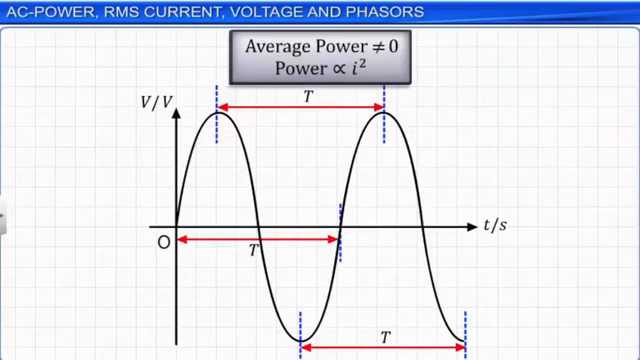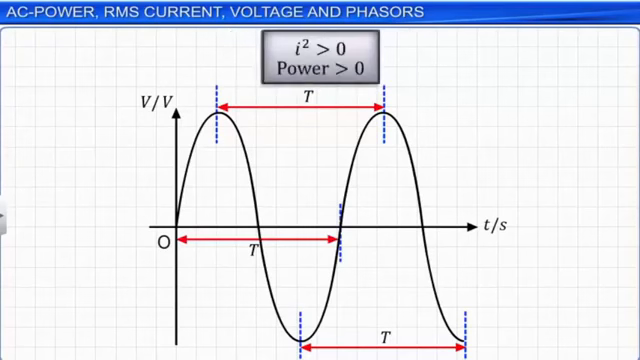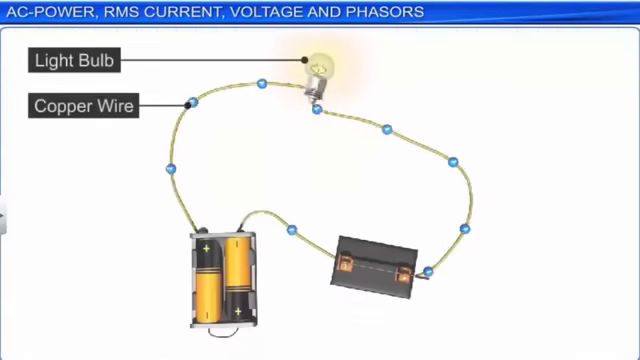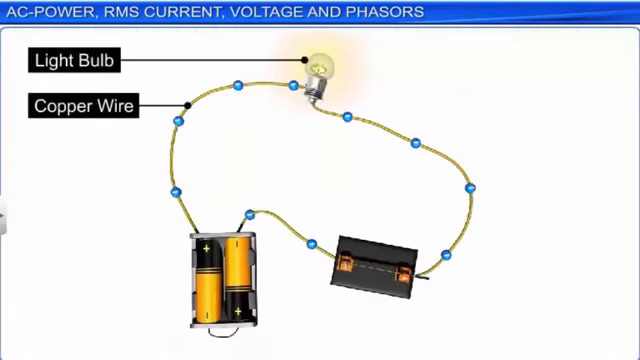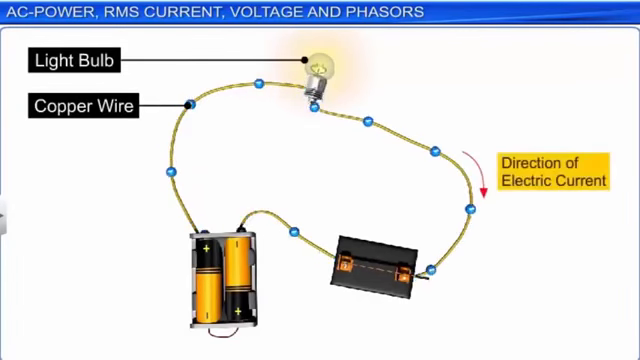However, the average power across the cycle is not 0 since the power dissipated across the resistor is proportional to I². As I² always assumes a positive value even when the value of current is negative, the average power is always positive. We know that electric current refers to the flow of electrons in a circuit, and the direction of the current is conventionally taken to be the one opposite to the direction of the flow of electrons.